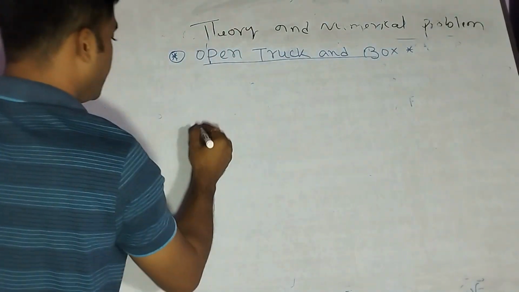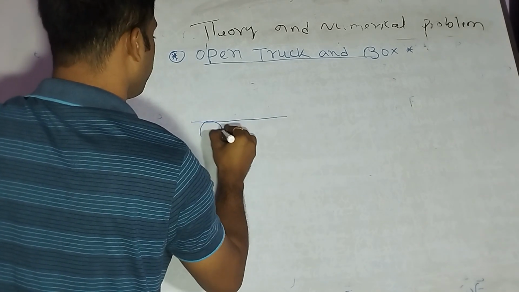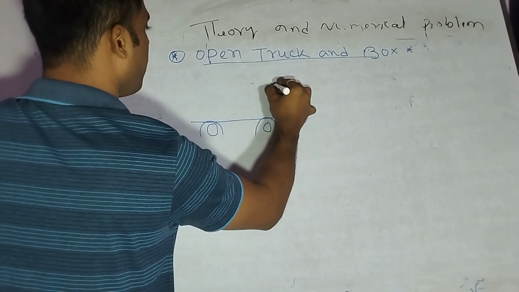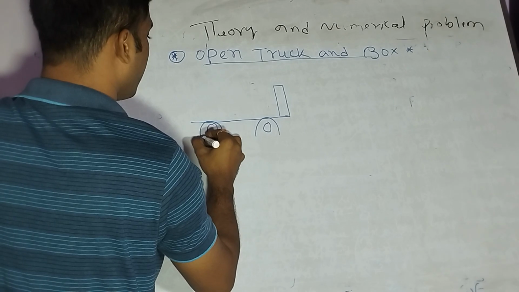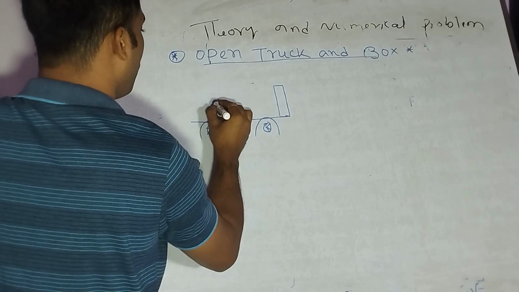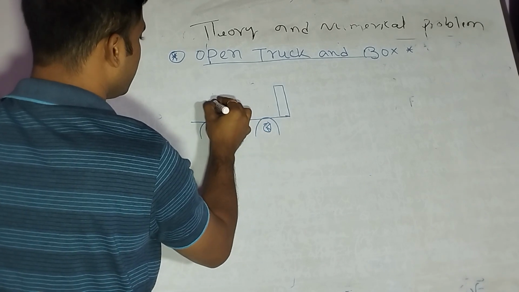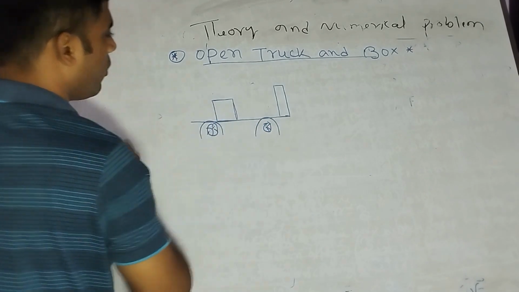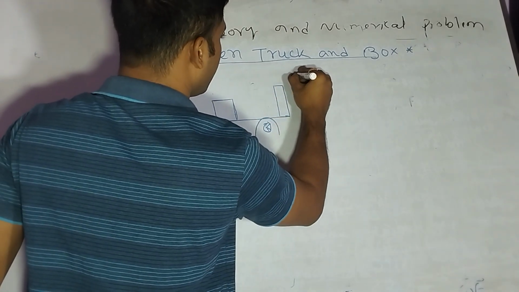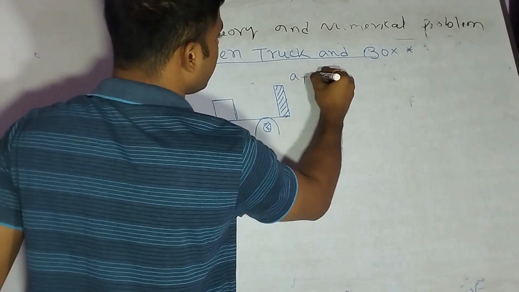First time theory is given. This is the open track, and there is a box on the opening end. This is the box, and this is the open track. The acceleration of the track, that means AT. AT means acceleration of the track.